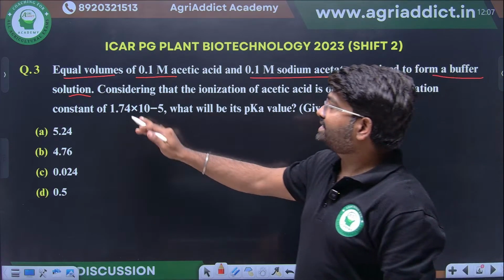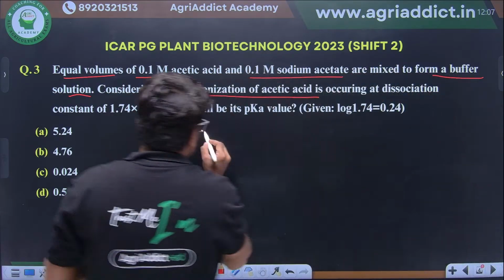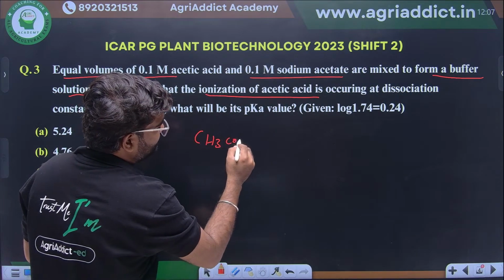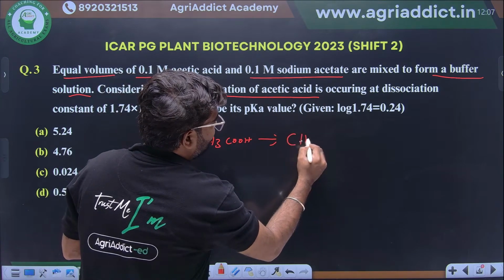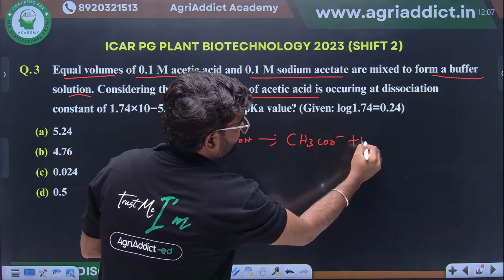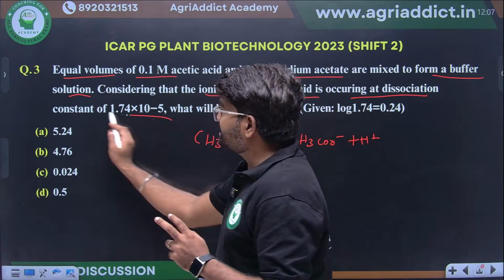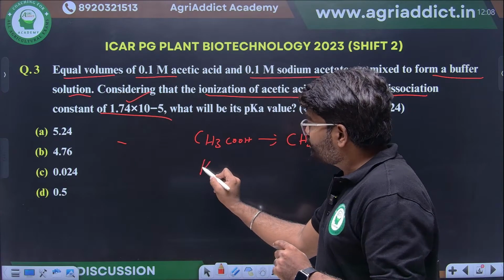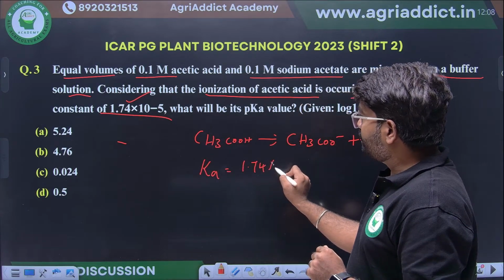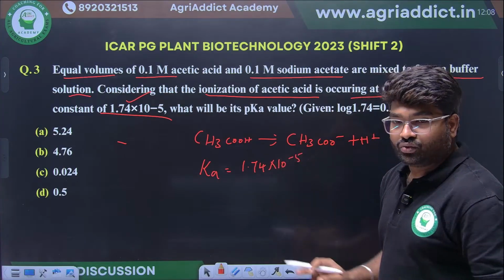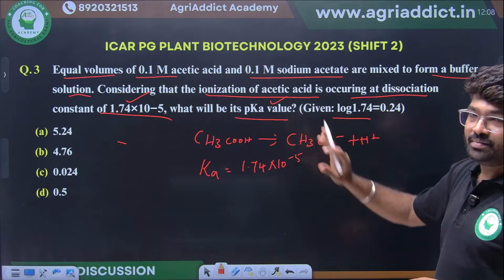Now what are they asking? Considering the ionization of acetic acid. This is acetic acid. If it is ionized, it will produce acetate ion plus H plus ion. This ionization occurs at a dissociation constant, that is the Ka value, which they have given as 1.74 into 10 to the power minus 5. Now they are asking what is the pKa value?